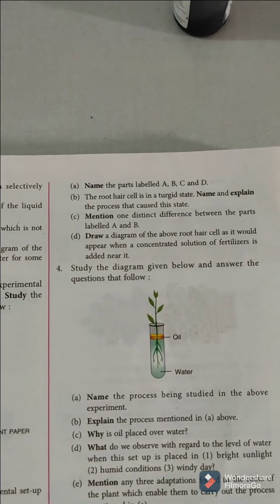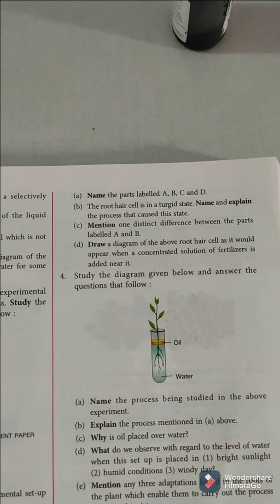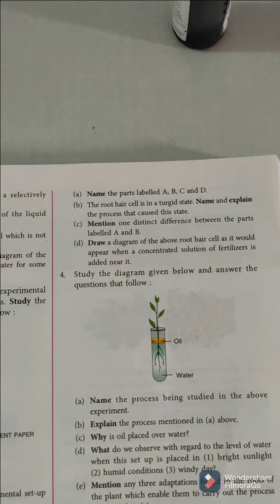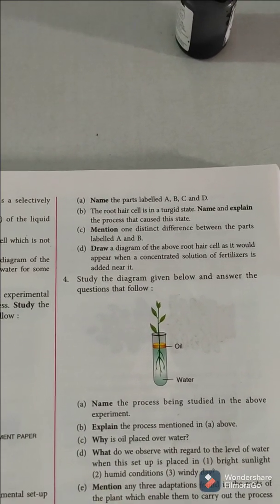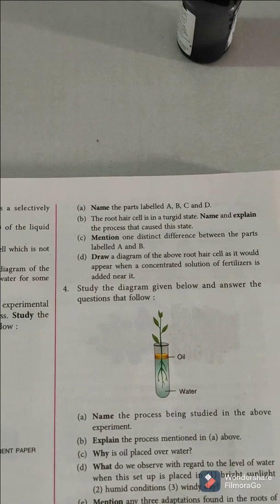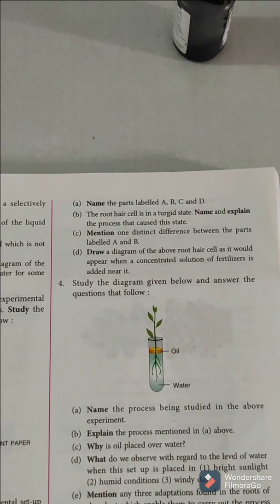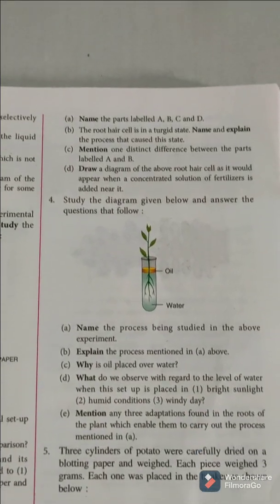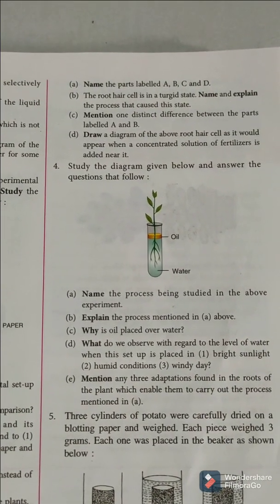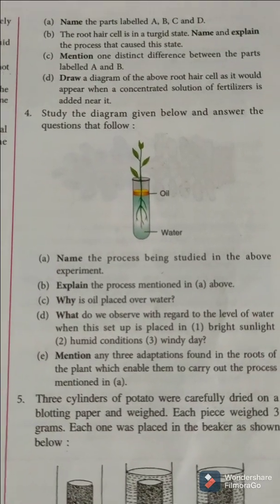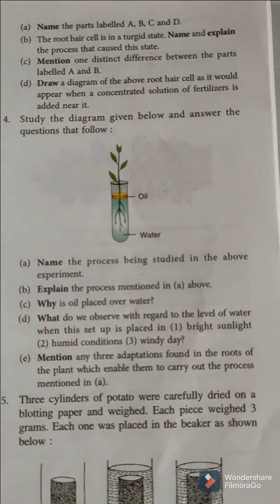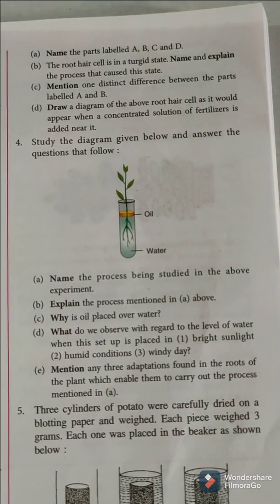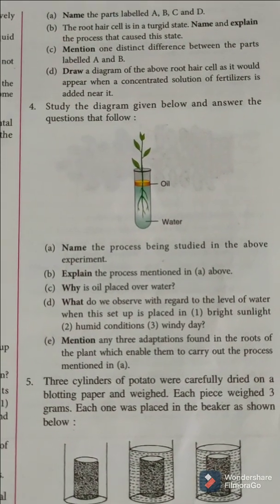Then draw a diagram of the above root hair as it would appear when concentrated solution of fertilizer is added near it. So now concentrated solution of fertilizer is hypertonic. That will lead to the shrinkage of root cell. Okay. In next question, study the diagram given below and answer the question. So this setup we have already discussed in experiment 1 on page number 48. So all answer will be there.